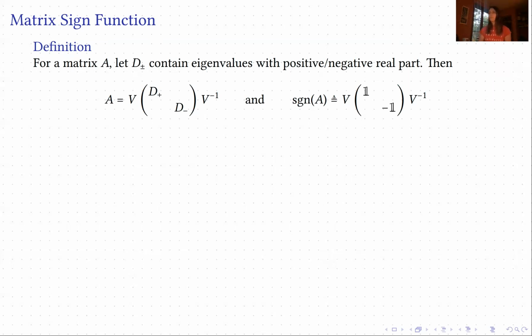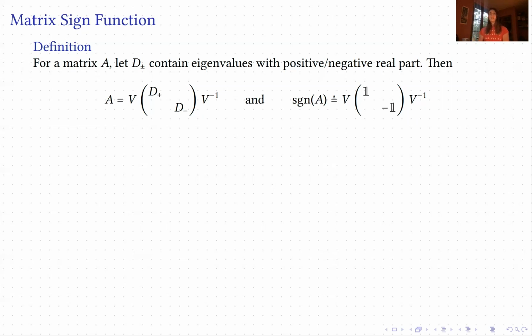So if you're not familiar with this object, to define it, let's let A be a matrix and assume that A can be diagonalized as in the first equation here, where D plus contains all the eigenvalues with positive real part and D minus the ones with negative real part. Then the sign function of A is obtained by replacing D plus with the identity matrix and D minus with minus the identity matrix and multiplying V and V inverse on either side. In other words, sign A has the same eigenvectors as A, but we've replaced each eigenvalue with either 1 or -1 according to the sign of the real part of that eigenvalue.